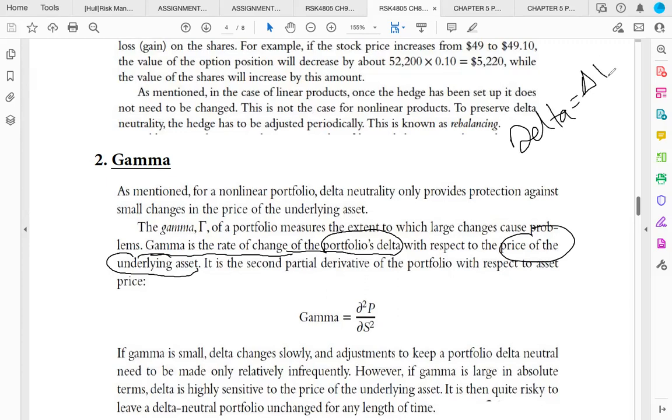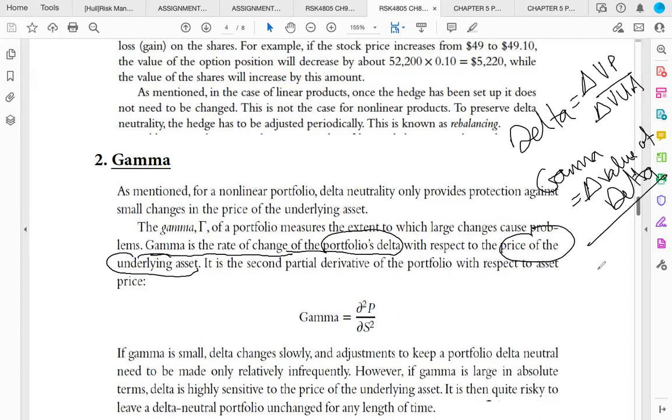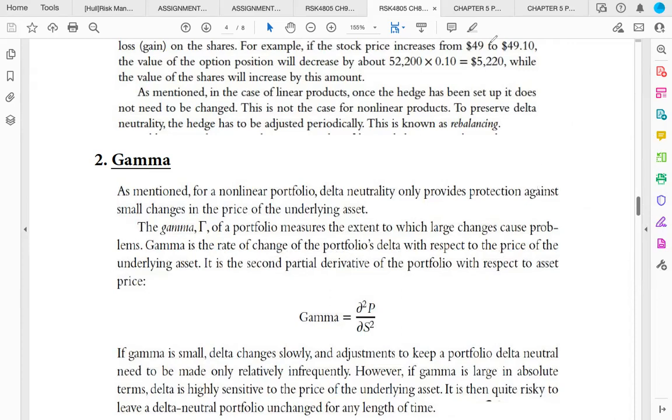Delta is the change in value of the portfolio for changes in the value of the underlying asset. And then gamma. Gamma is the change in the value of delta. How is our delta changing when the value of our asset changes? So let me explain why this is important before we look at our particular question.